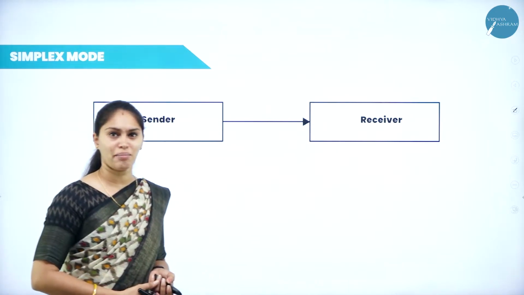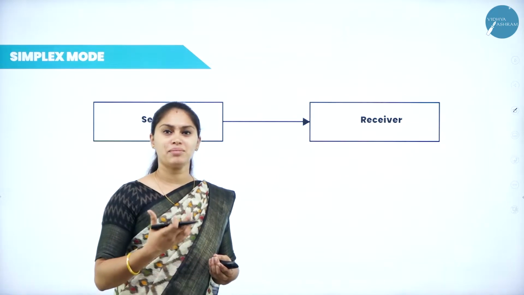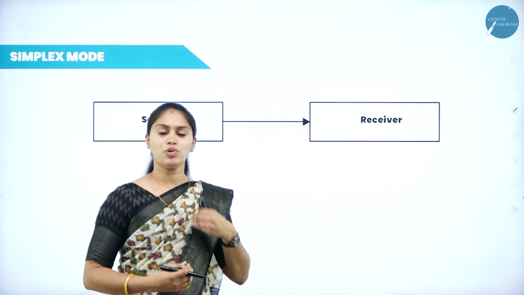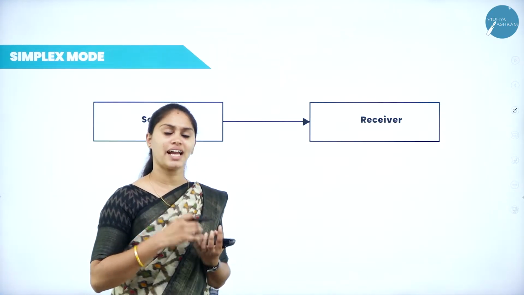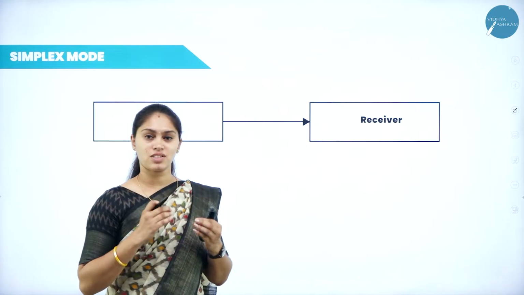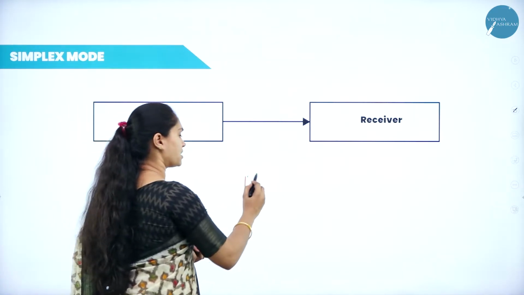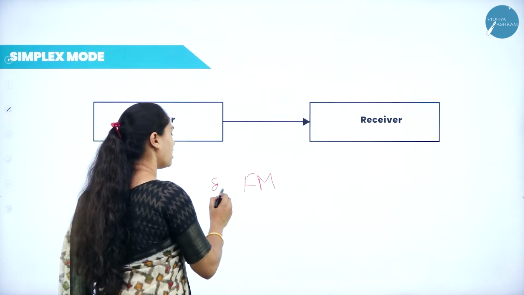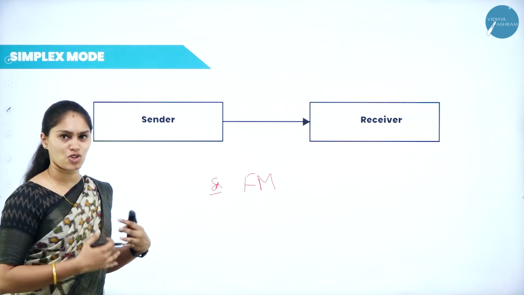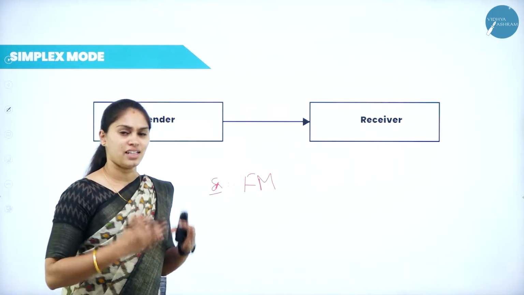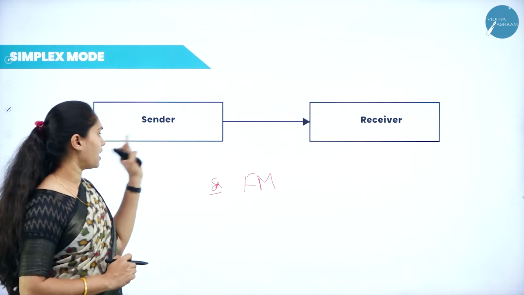So what is the best example here? YouTube videos. If it is not live, if you are simply premiering these videos, at that time you can just listen, you can just receive the content. Being a sender, I can just send the content here. You can also take FM radio as the best example. There we can simply listen, and they can simply talk. There is no communication between the sender and the receiver. Both do their tasks individually. That is regarding simplex mode.